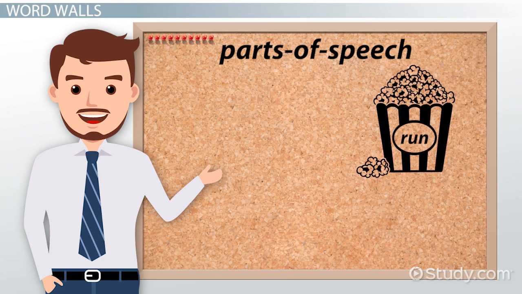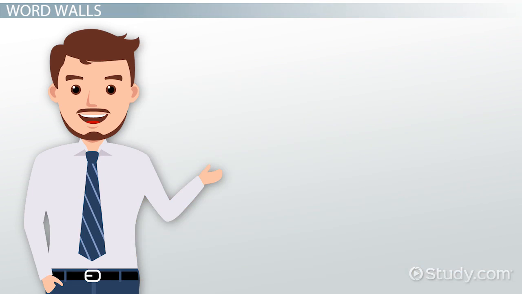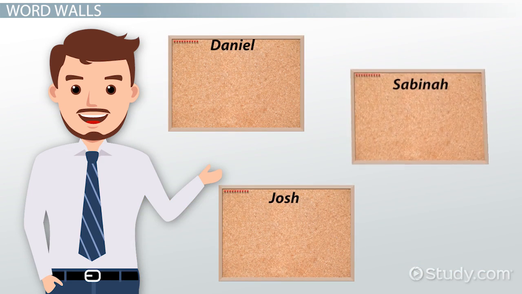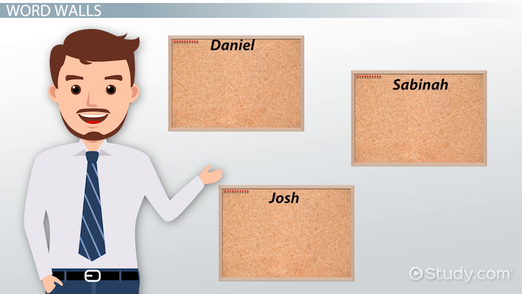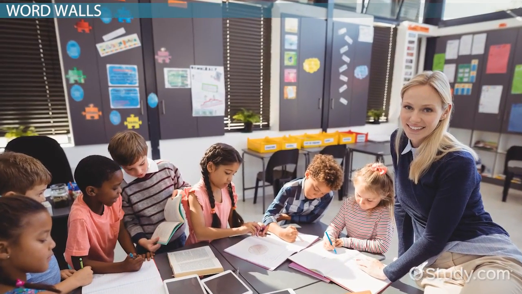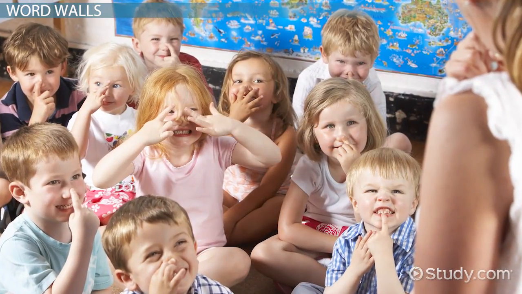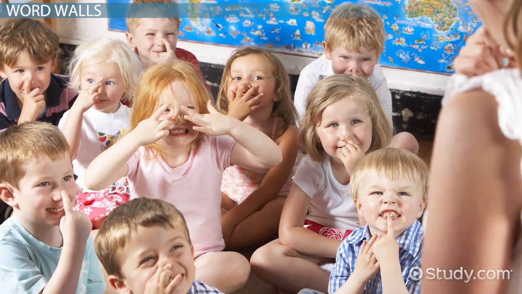Theme-based ideas like a popcorn word wall, where the words are on cards shaped like pieces of popcorn, or individual word walls for each student, elementary level, are creative ways to get students interested in learning vocabulary. However featured, the word wall is the perfect opportunity to present everything from basic sight words to content-related terms that students need to know for grade-level proficiency.